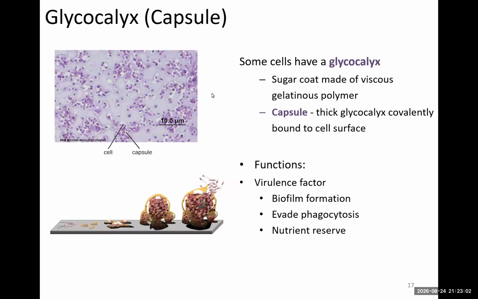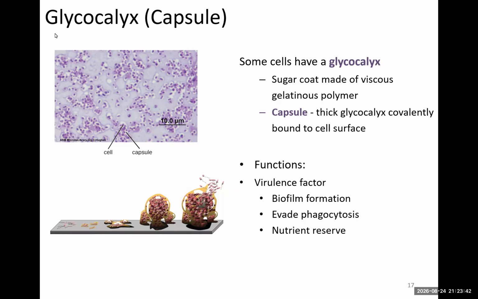Hi, everyone, and welcome to the video on the glycocalyx, more commonly referred to as the capsule. So you can see the phrase glyco in glycocalyx, and that tells you that there's a carb or a sugar involved. And so the glycocalyx is actually a sticky, sugar-rich coating that is found outside of the cell wall of some bacteria. When this sugary layer is very well organized and firmly attached to the cell, we refer to it as a capsule. Now, this is an accessory structure.